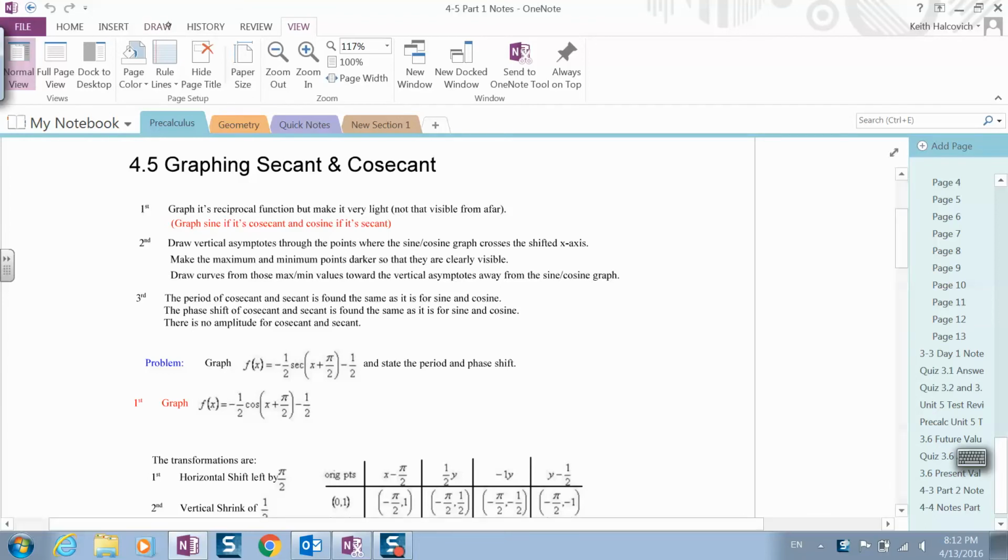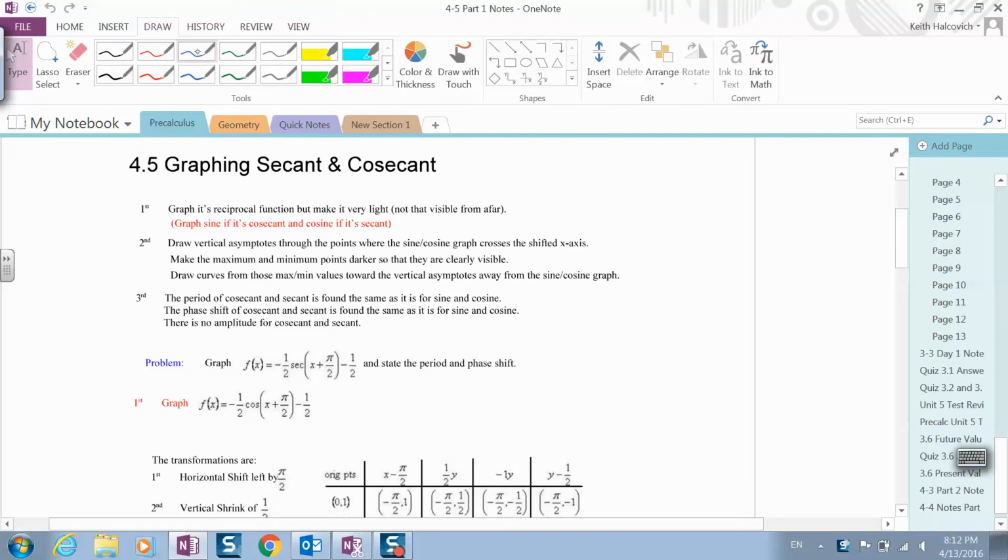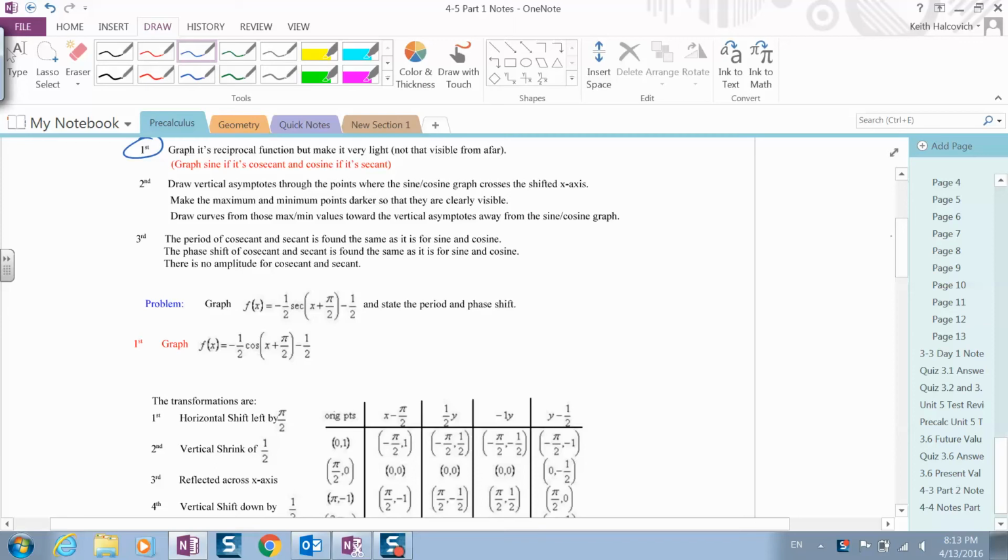The first thing that you want to do when graphing the secant or cosecant is first graph its reciprocal function, but make it very light. I usually make a dotted line. If it's the cosecant, you graph the sine. If it's the secant, you graph the cosine. That's the first step.